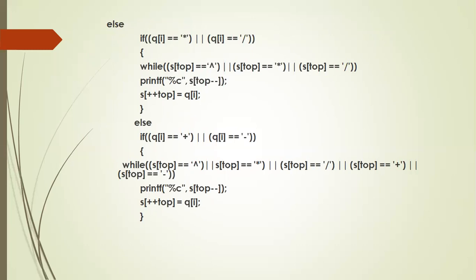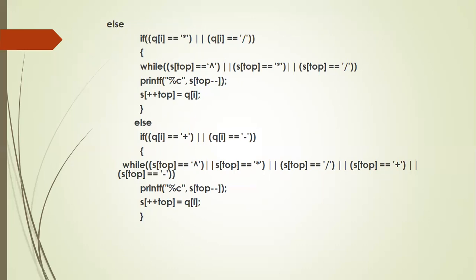So either power or star or slash, simply display it on the monitor. Then add the new operator Q of I back into the stack. Next possibility: the operator could be plus or minus. Whenever plus or minus comes, your stack may contain power. The precedence of power is more than plus and minus.